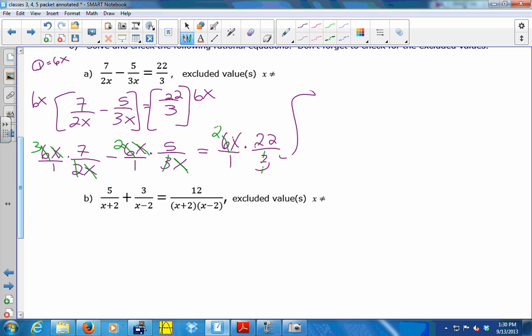So after I've done all this canceling, this first term is a 21. I am just left with a 3 times a 7 in the numerator. And my next term is 10. All that I'm left with is a 2 and a 5 in the numerator. And that should equal 2x times 22, which would be 44x.